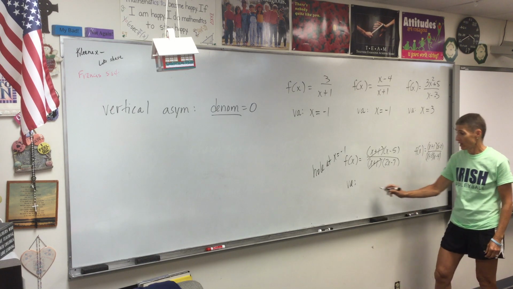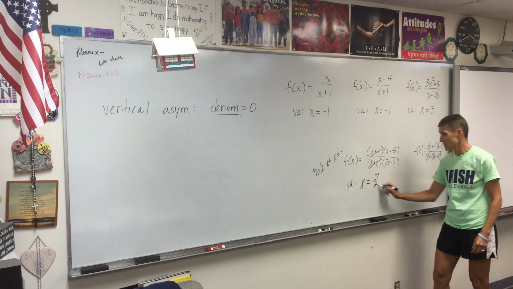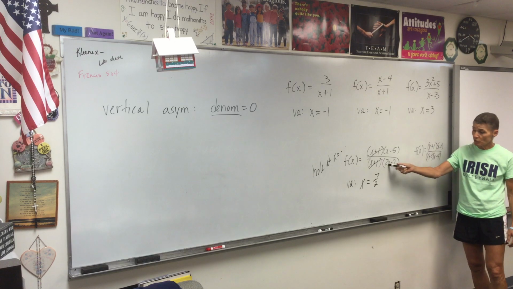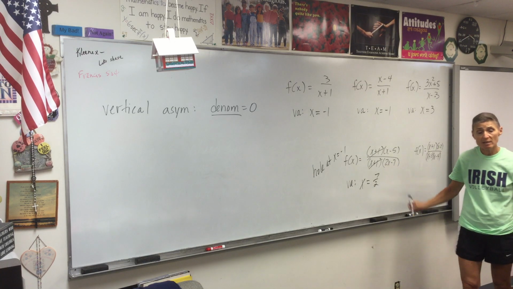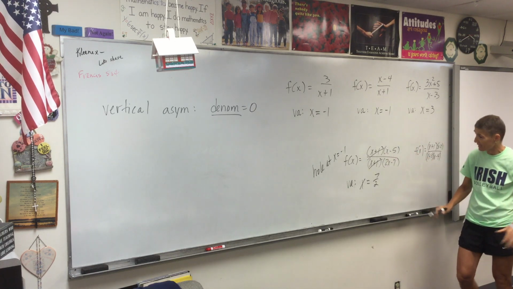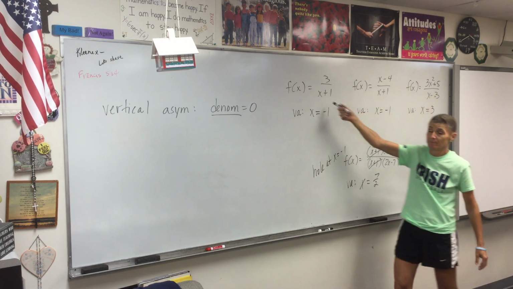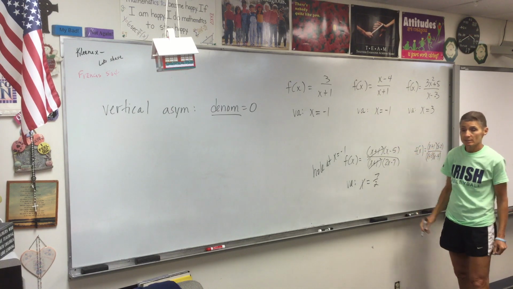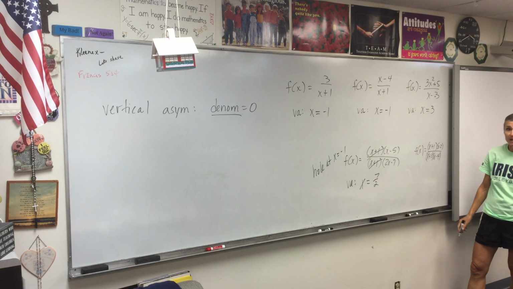It has a vertical asymptote at x equals 7/2. Because if you put 7/2 in, you get a 0 in the denominator and you can't get rid of it. You can't cancel it out. It's like all of these. It's just there. So you've got a vertical asymptote at 7/2.